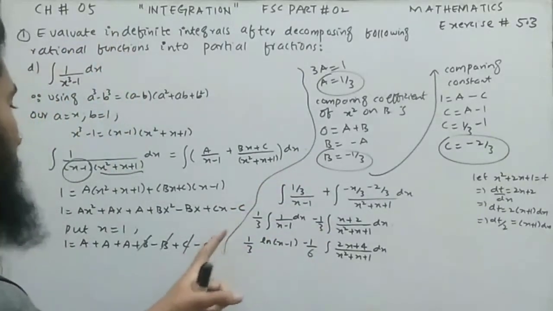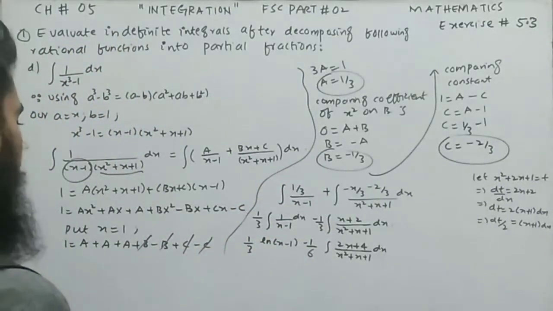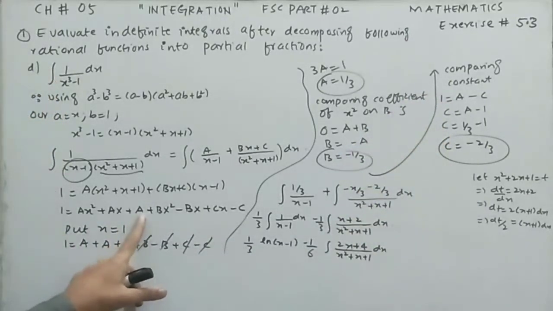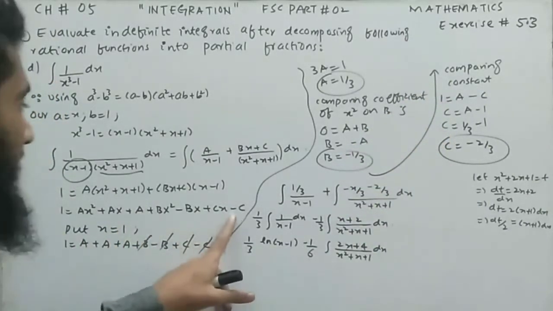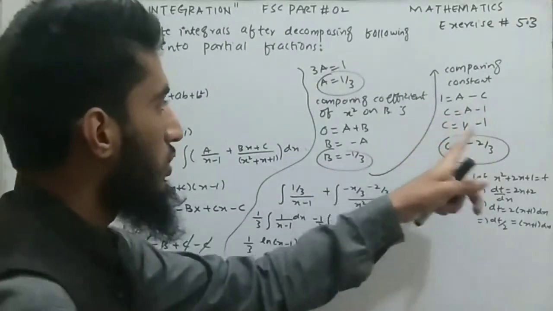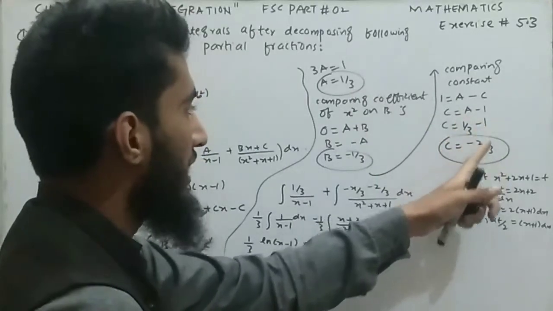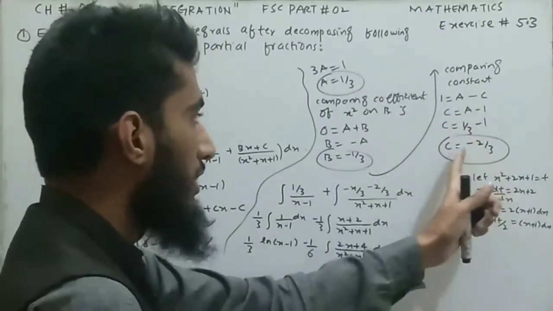Now after this, we are going to find the value of c. For finding the value of c, we will compare the coefficient of constant on both sides. On this side the constant is 1, so we will write 1. On this side the constant is a and the constant is c, so it becomes a minus c is equal to 1. By rearranging, it becomes c is equal to a minus 1. A is 1 by 3, so 1 by 3 minus 1 will give us minus 2 by 3. It is actually the required value of c.